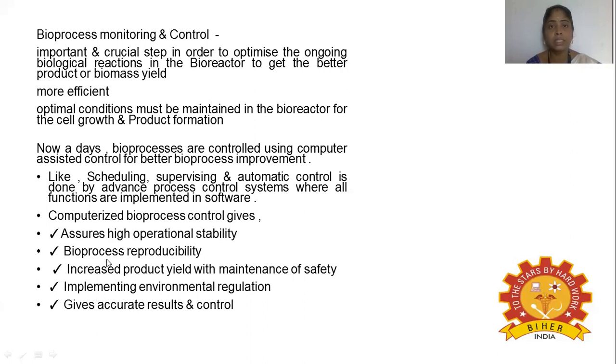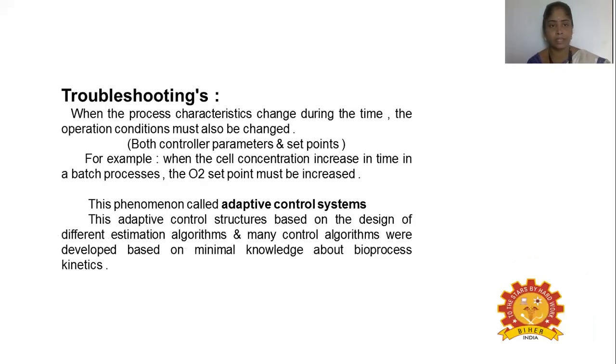Because it gives you stability of operation. The next one is reproducibility of a bioprocess, which means that the optimal conditions of a bioprocess are carried out in the bioreactor for a product to be formed. It also gives you the product yield in a highly efficient way. It also helps to regulate your environmental conditions. And it gives accurate results as well as control of various things.